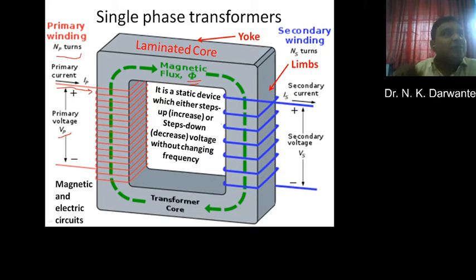Why? Because there must be a variation in the magnetic field, and variation in the magnetic field is possible if we provide AC. AC means alternating variation with respect to time. If we provide AC voltage as the input, the magnetic flux will be alternating, and this alternating magnetic field will generate the voltage across the secondary. Understood? Transformers are useful only for AC voltages, not for DC. For DC we don't use transformers.